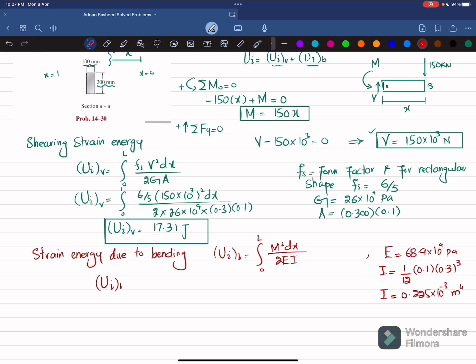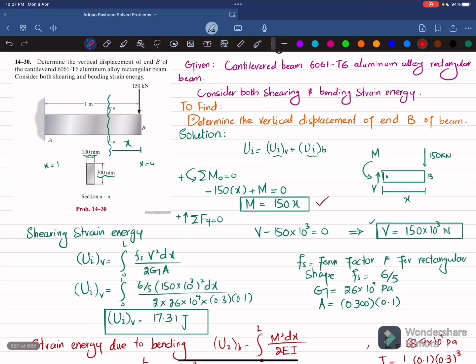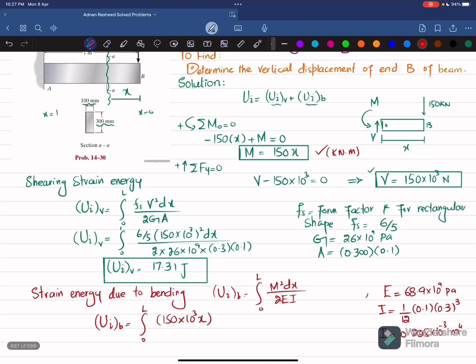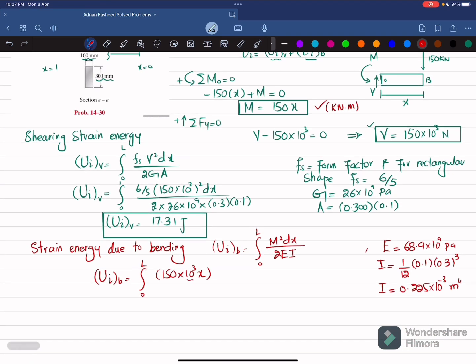Strain energy due to bending will be equal to integral from 0 to L, moment is 150. You can see 150 into 10 to the power 3 x. Clear? Why 150? Because the unit will be kilonewton into meter. So in order to convert into Newton into meter, we will multiply 10 to the power 3, x into whole square into dx divided by 2EI. E is 68.9 into 10 to the power 9, and I is 0.225 into 10 to the power minus 3.